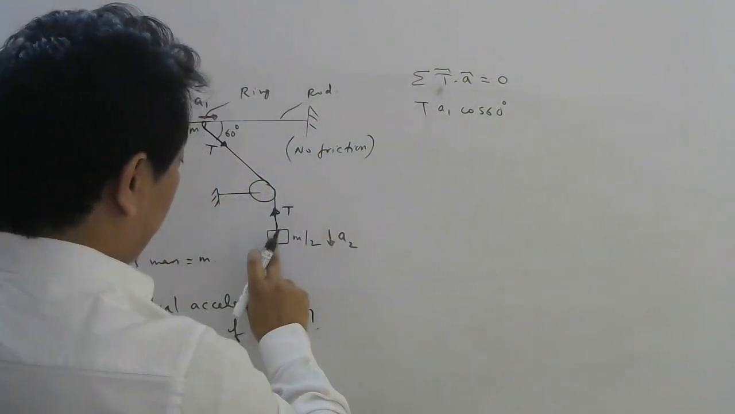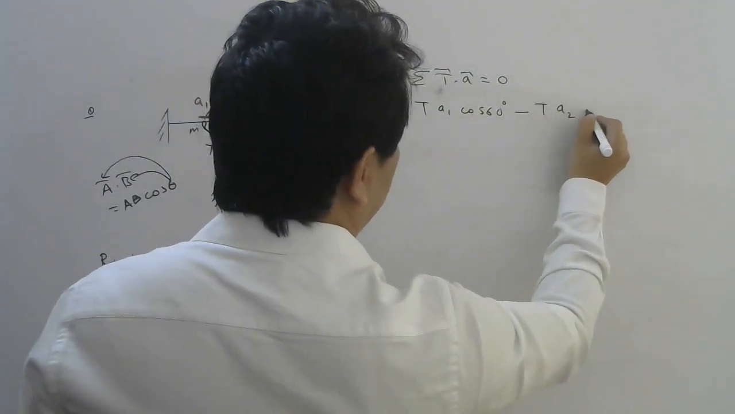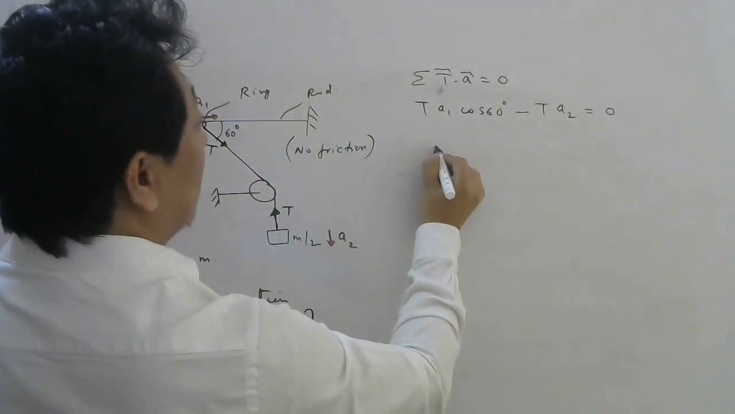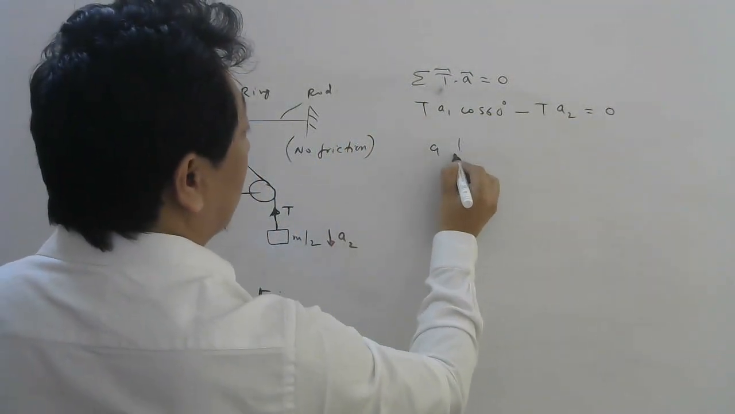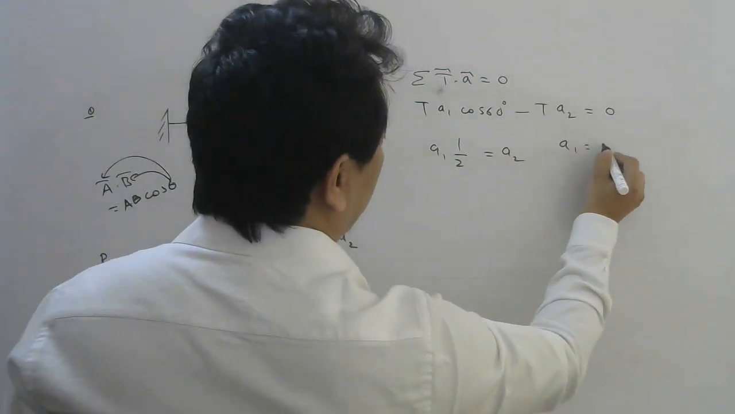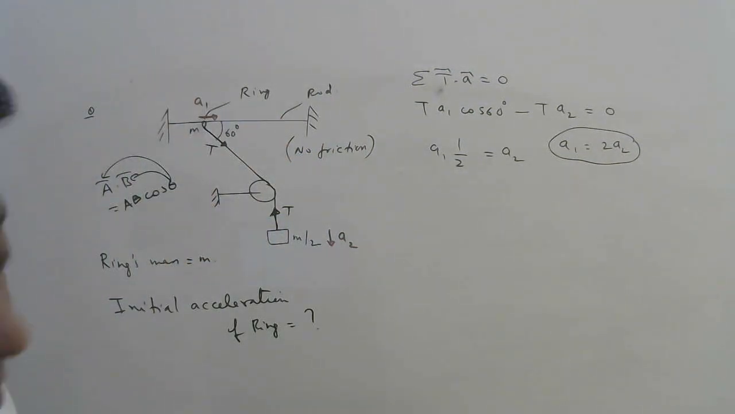And what about this block? Tension is up, acceleration is down, so minus tension into acceleration. So this should be 0. If you take this side, T and T will cancel. So A1 cos 60, which is half, equals A2 cross multiply. A1 will be twice A2. So that is our constraint relation.